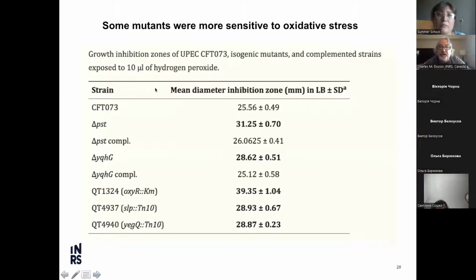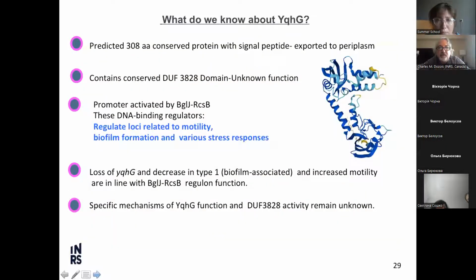So another type of change that had occurred in this YQHG mutant was sensitivity to peroxide, hydrogen peroxide. So we can see here, this is an inhibition zone of the wild type. It's about 25 millimeters. And then when we look at the YQHG, it's significantly larger, closer to 28 or 29 millimeters. And so since the zone is larger, the strain is more sensitive to hydrogen peroxide. And so that is in addition to the loss of the type 1 Fimbriae, telling us that there are other aspects of the strain that are going to be interesting to study in the future.